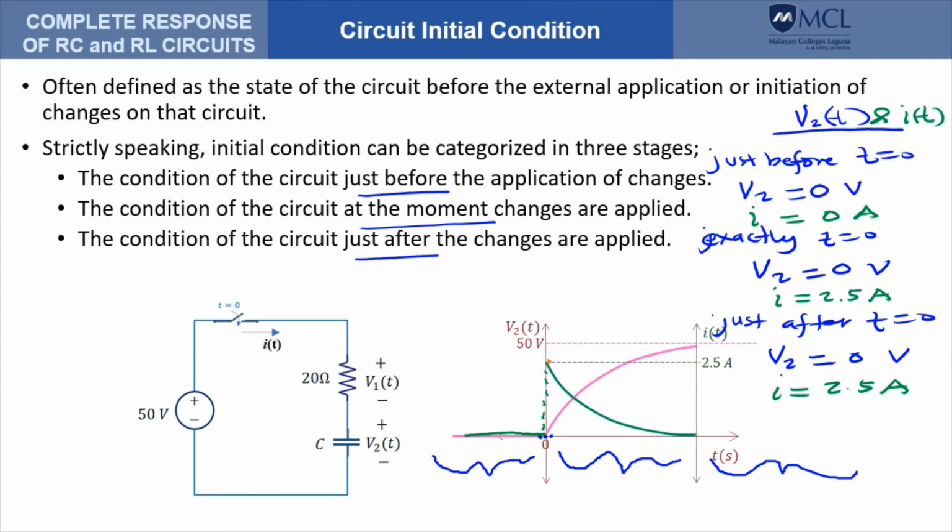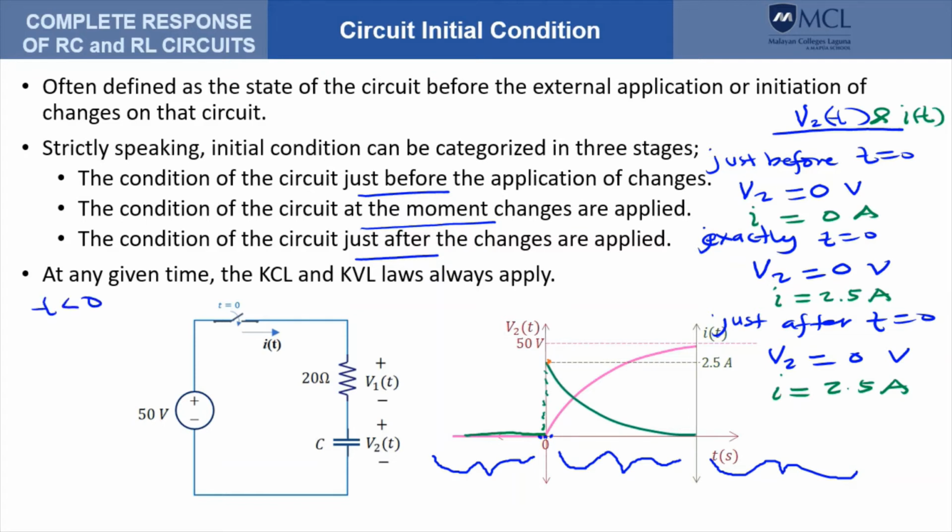Regardless of what time you are at, KCL and KVL still apply. So what do I mean by that? For example, at t before 0, let's say t equals negative 1 second, you should be able to apply the KVL equation. Well, our switch is open, so we don't have a complete circuit, so we couldn't write an equation involving the current I. Now let's say t equals exactly 0 seconds. So the circuit is complete. We could write our equation.